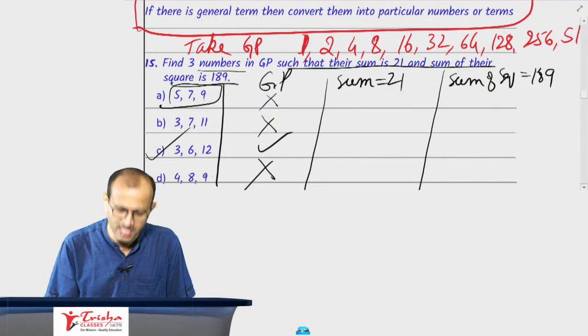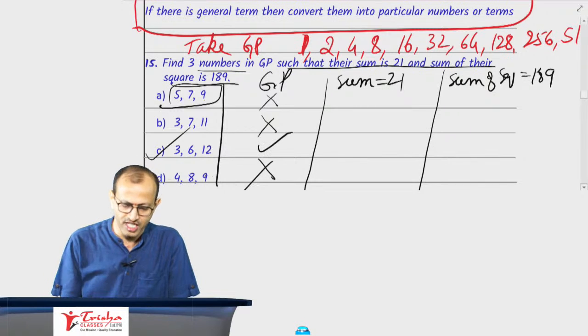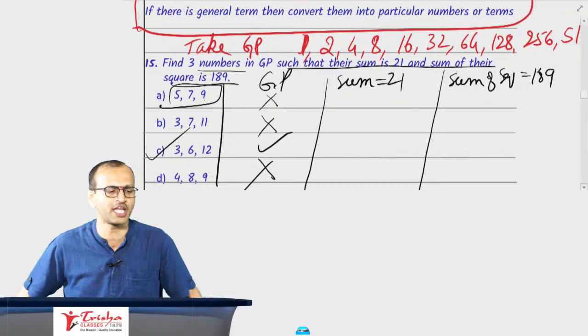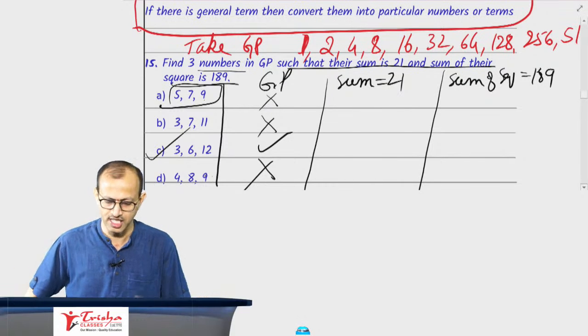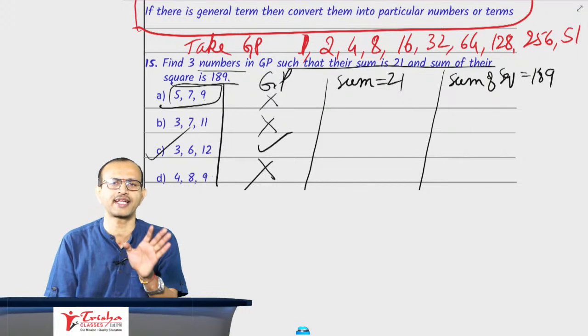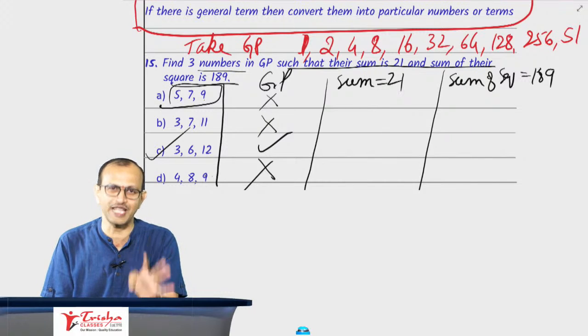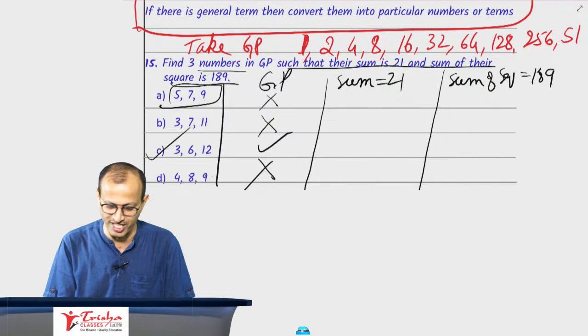But still, let us check it out. 3, 6, 12, is it in GP? All of you answer, is it in GP? Yes. Sum is equal to 21: 3 plus 6 plus 12. Tell me the answer.